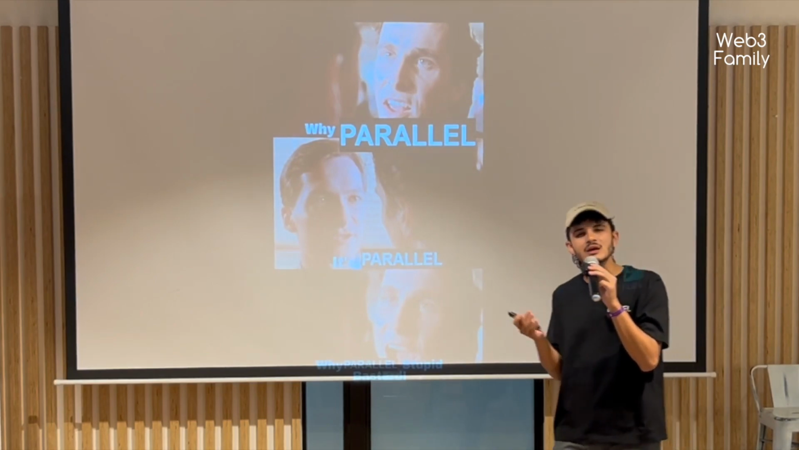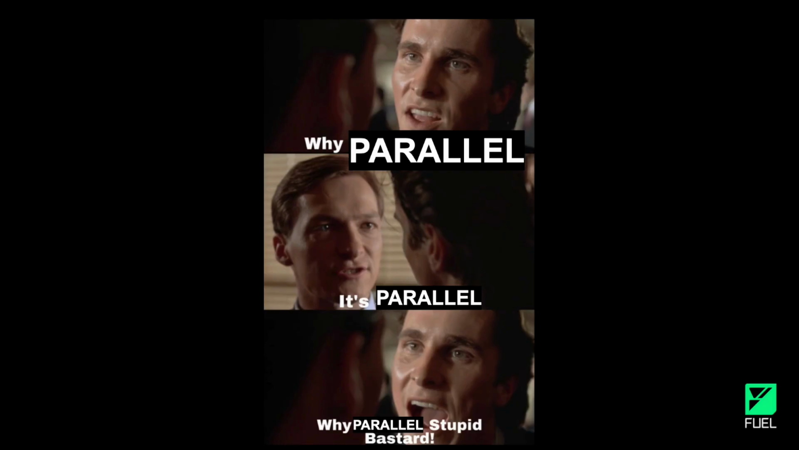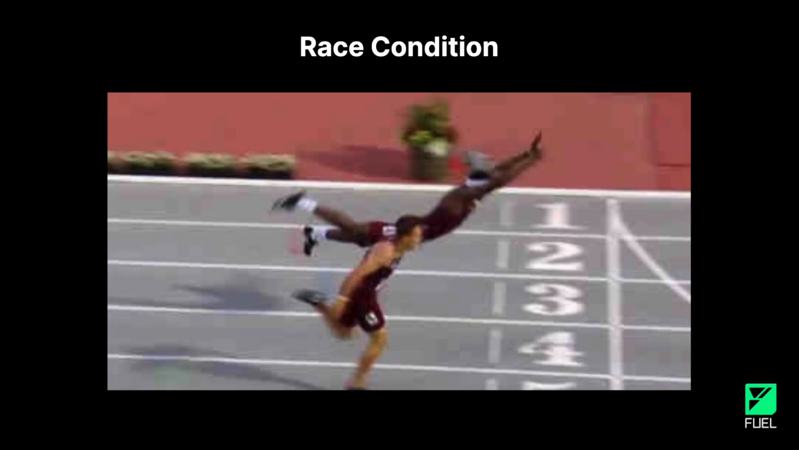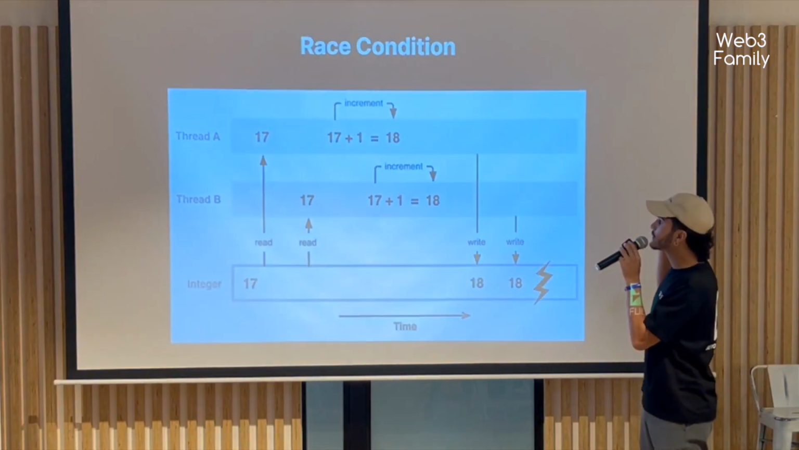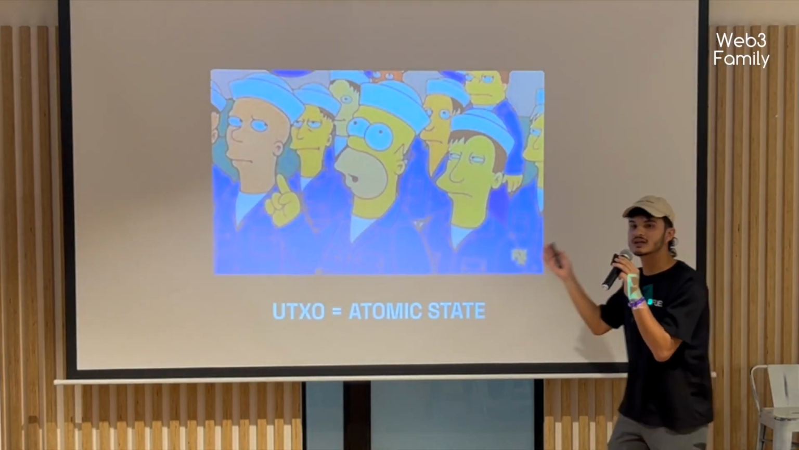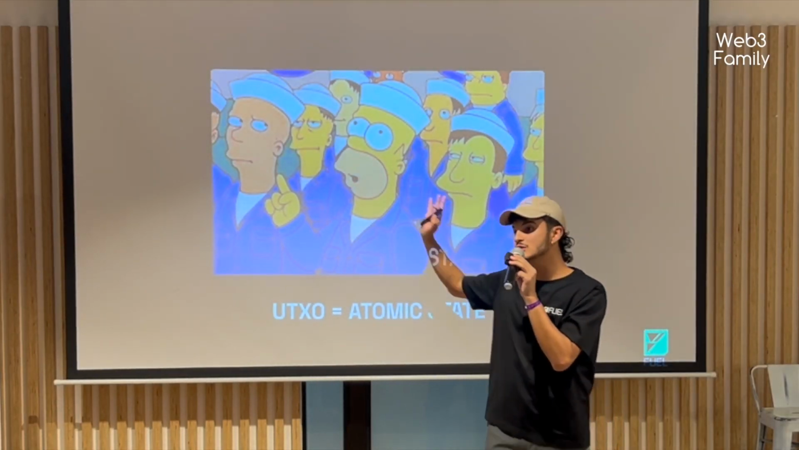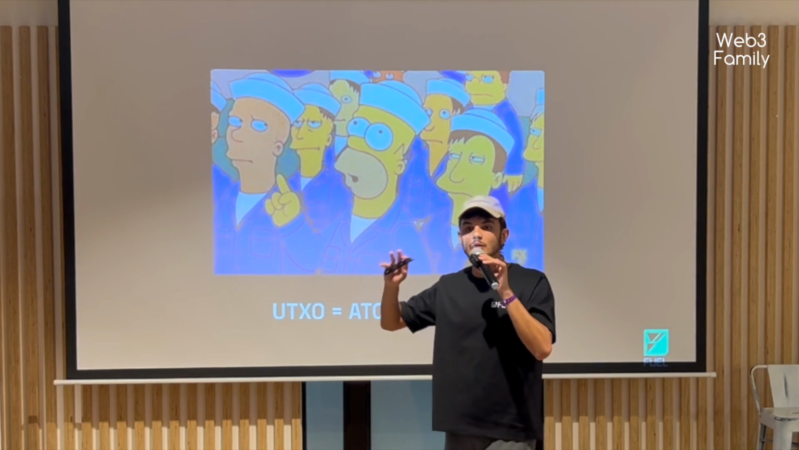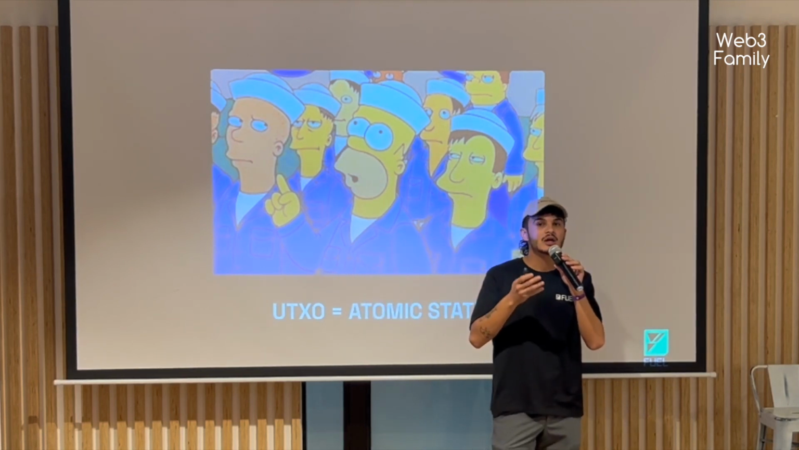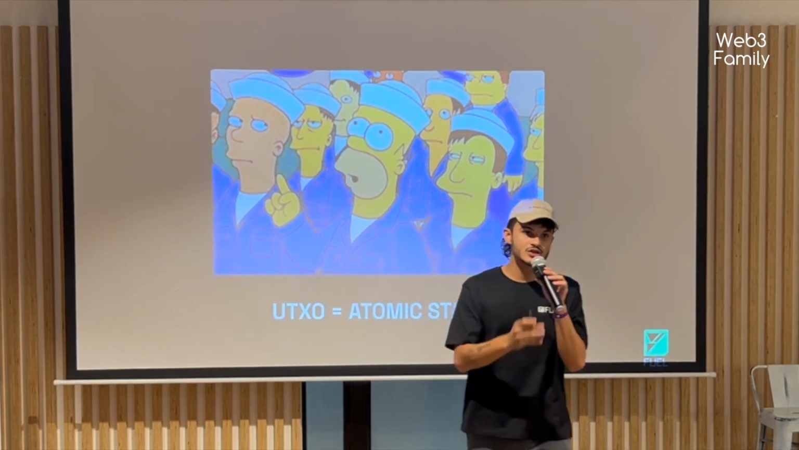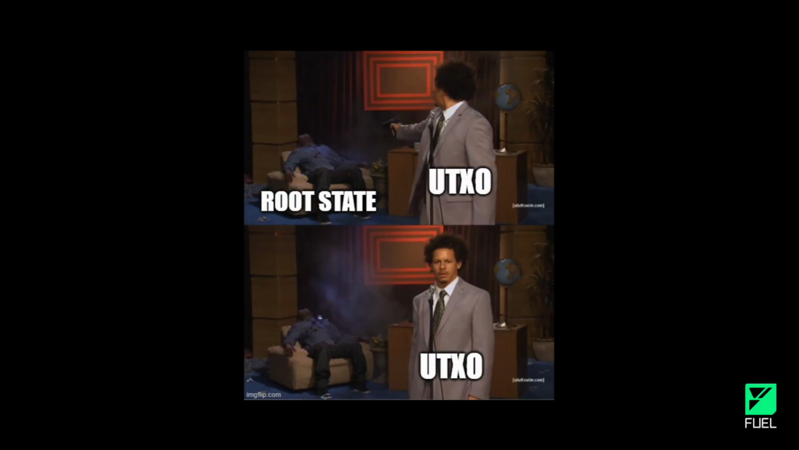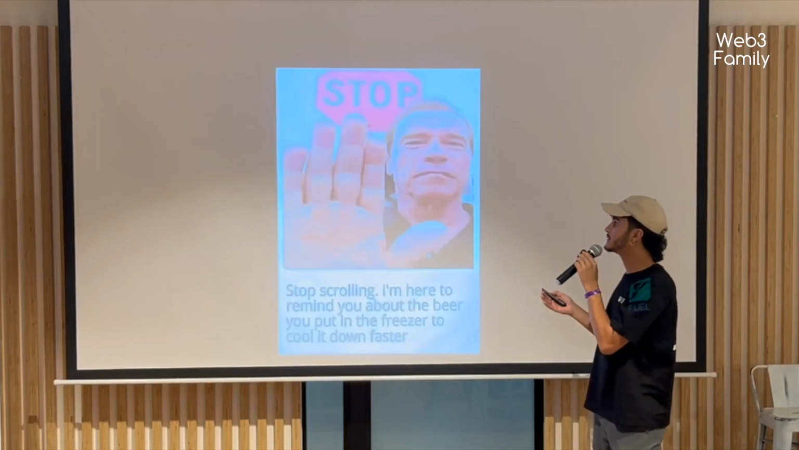So the question might be, how does UTXO allow parallelization in Ethereum? Well, because you remember the race condition. For UTXO, you have atomic state. This means you don't have a central place where the information is being stored, but you have pieces of state floating around in the protocol and being used in each transaction. So again, the UTXO is killing the necessity of having a root state.